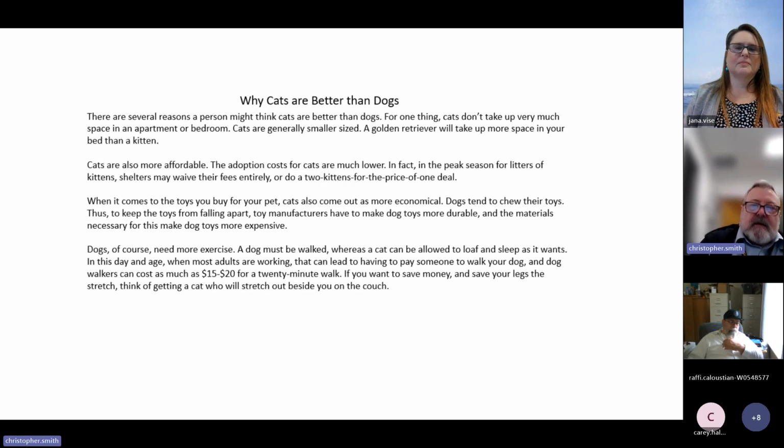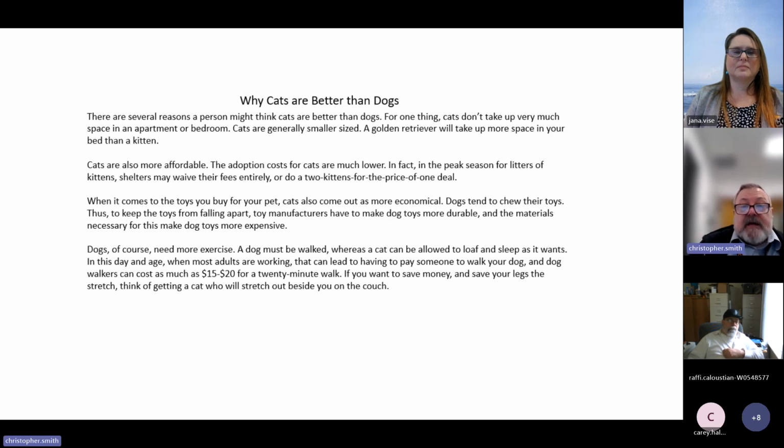Why cats are better than dogs. There are several reasons a person might think cats are better than dogs. For one thing, cats don't take up very much space in an apartment or bedroom. Cats are generally smaller sized. A golden retriever will take up more space in your bed than a kitten. Cats are also more affordable. The adoption costs for cats are much lower.